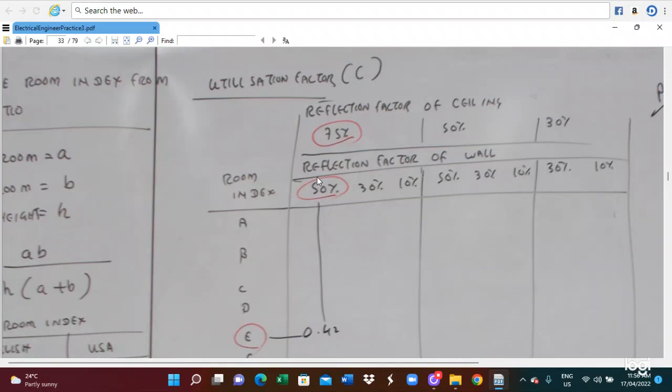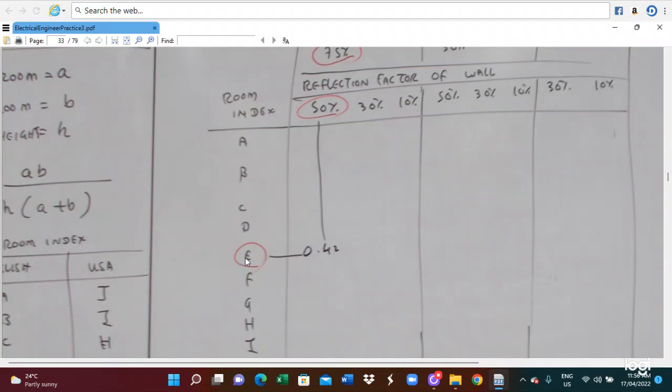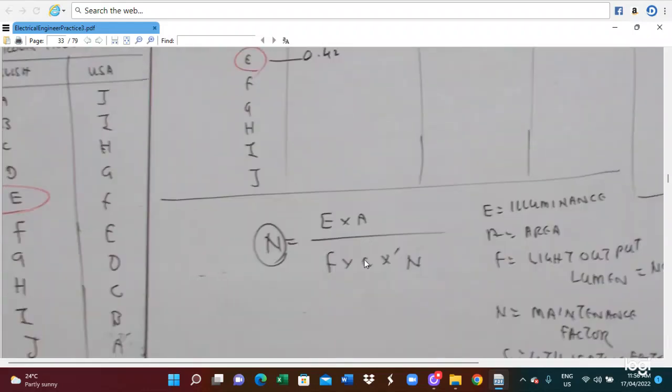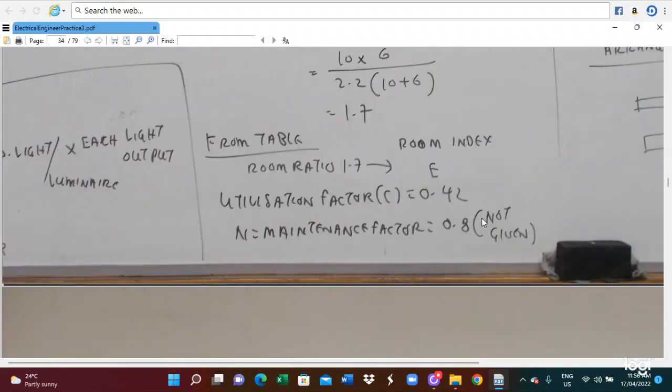Here is the reflectance value and the room index. The reflection factor is 50% and the room index is E. From this table, you get the utilization factor of 0.42, so we substitute the utilization factor as 0.42.